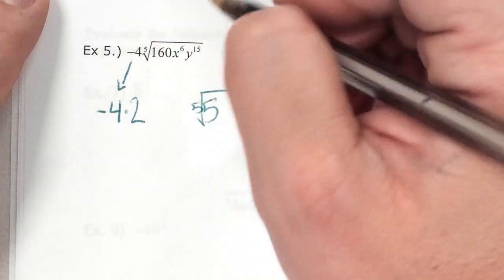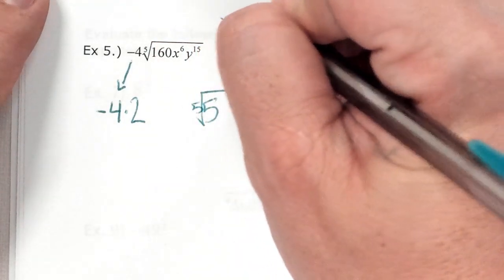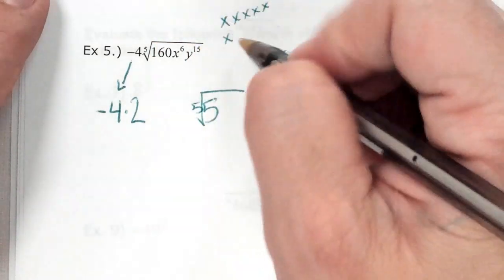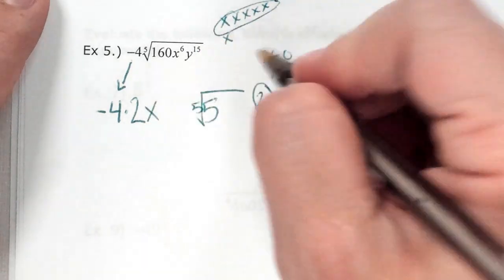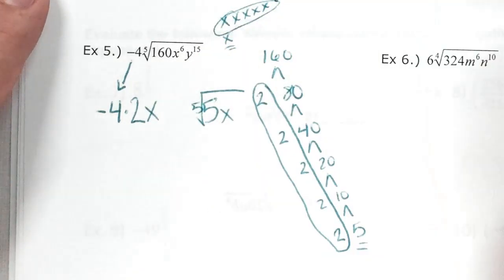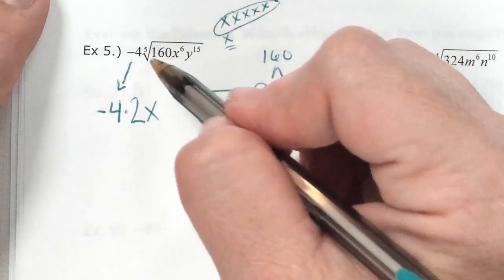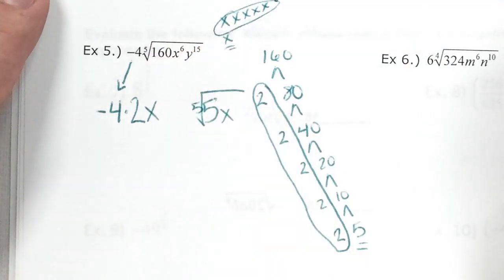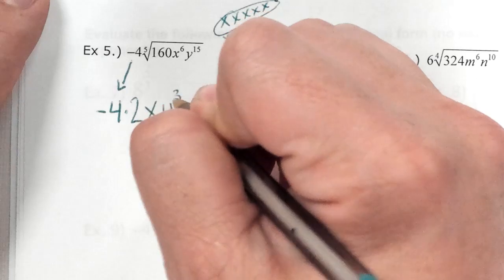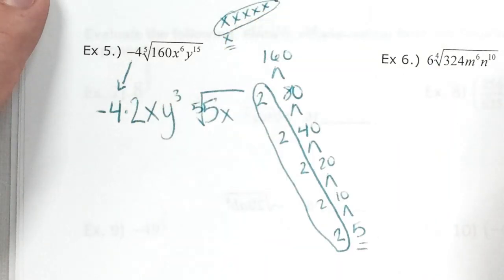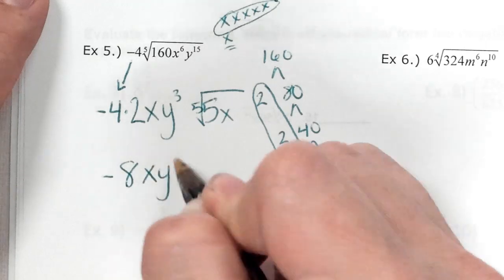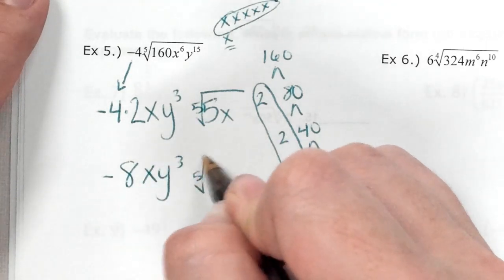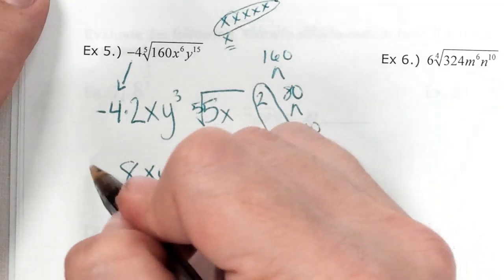Now, 5 doesn't go into 6 pretty. So 1, 2, 3, 4, 5, 6. Okay, I know that I have 1 I get to take out, and I have 1 left over. Now does 5 go into 15 pretty? Yeah. How many times? 3 with nothing remaining. So this gives me negative 8xy cubed 5th root of 5x.